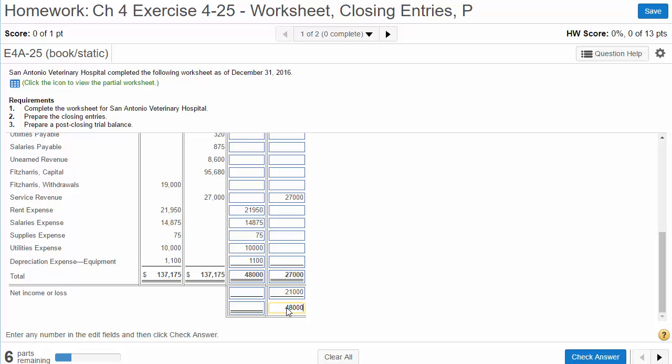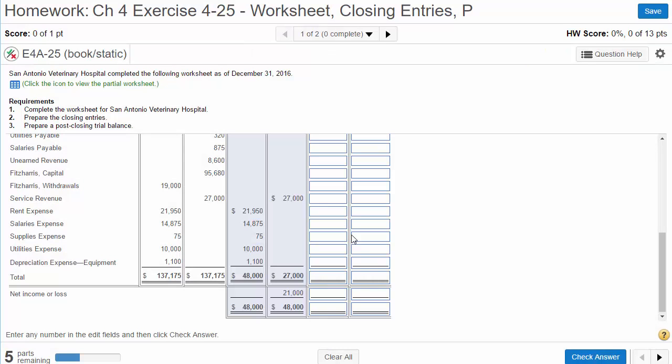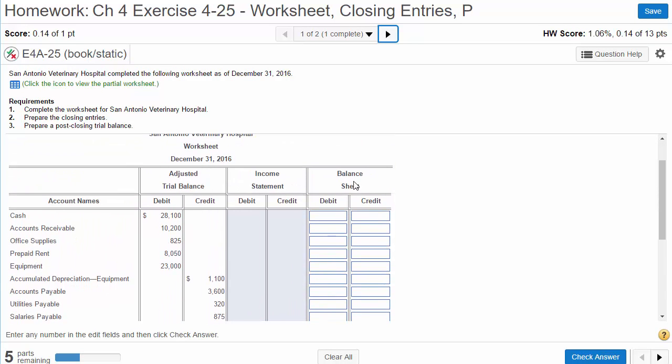We got 48,000 on both sides. So again, here's our revenues. Here's our total expenses, and the difference is a $21,000 loss. We check our answer. And now we need to move on and fill out our balance sheet columns.